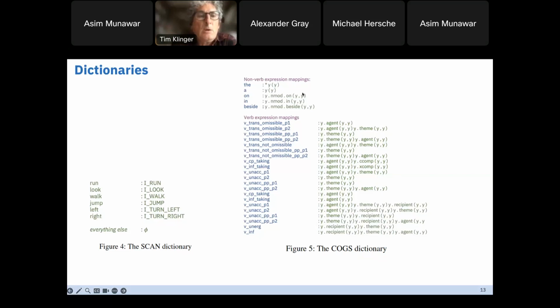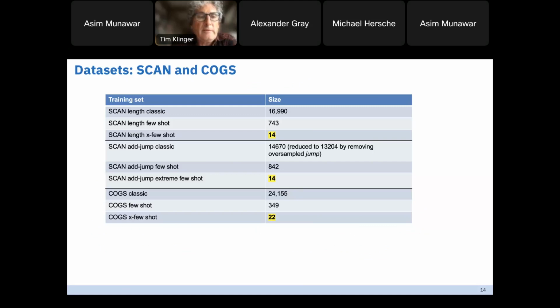So we're training on these two data sets, SCAN, which was one of the first benchmarks used for testing compositional generalization, and COGS. Now, SCAN has two splits. One, the length split, tests productivity, longer and longer lengths, and the other is the add jump split, which tests for systematicity. So what we did was we of course evaluated on the original data set. Those would be called SCAN classic and COGS classic.